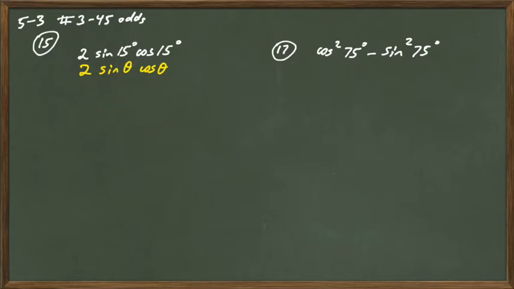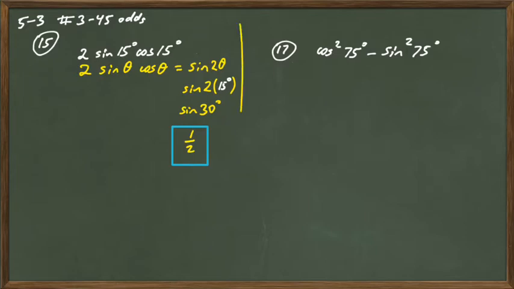Okay, if you did not see it that way, this equals the sine of 2 theta. So that means the sine of 2 times 15 degrees. So that turns it into the sine of 30 degrees, which we do know is 1/2.